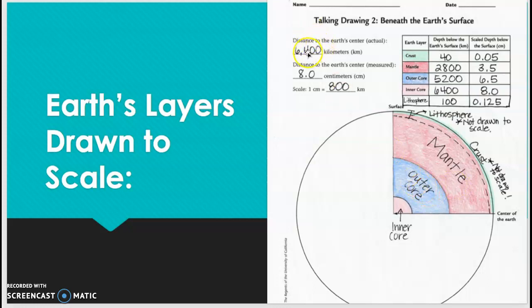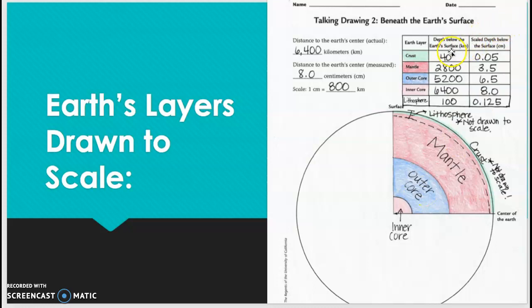We would have filled this out together, that the distance to the center of the Earth is 6,400 kilometers. We would have measured with a ruler this distance. And when I measured it, it is 8 centimeters on a full-size sheet of paper. So I had to create a scale. So I would have taken 6,400 kilometers and divided it by 8 centimeters. And what that would have meant was for every 1 centimeter on this line, that would represent 800 kilometers, okay? So this is a scale drawing that you would have created.